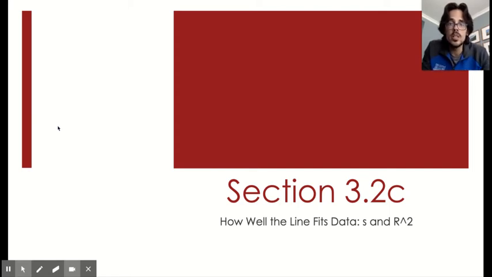So this is a really, really important and also kind of challenging lesson that we're about to tackle right here. In 3.2c, we're going to learn about two new measures that we can use to decide how good of a job a least squares regression line is doing. We're going to learn about something called S, and we're going to learn what that R squared that we've talked about a little bit that we see on the calculator is actually good for and where it comes from.